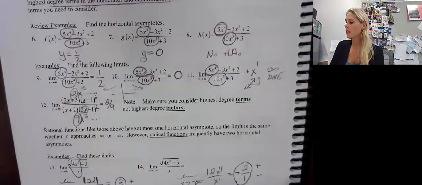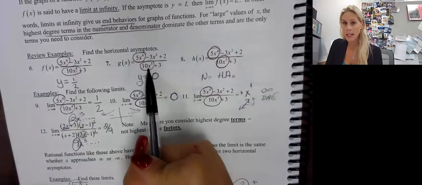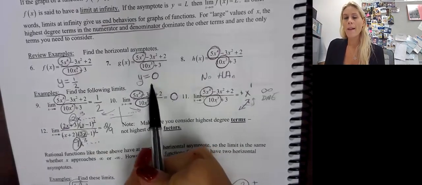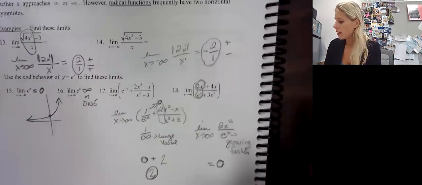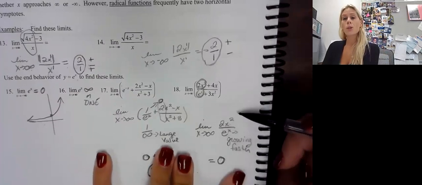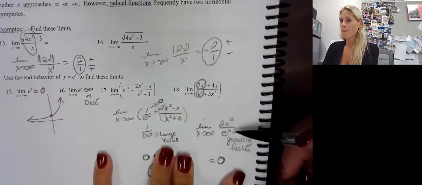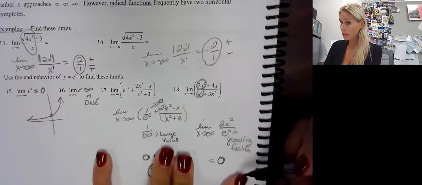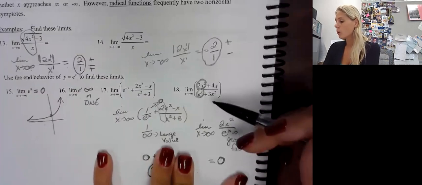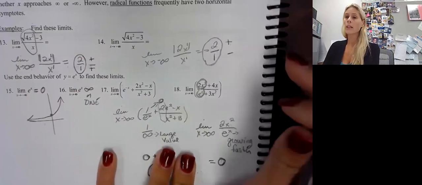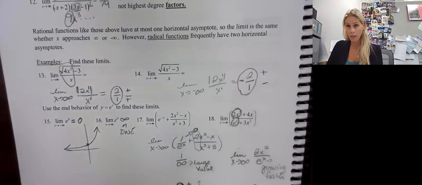Just like if the denominator has a higher exponent, you have a horizontal asymptote at 0. So think of this as the higher exponent. Our numerator is smaller and the denominator is bigger, automatically making a horizontal asymptote at 0, which means the limit is 0.